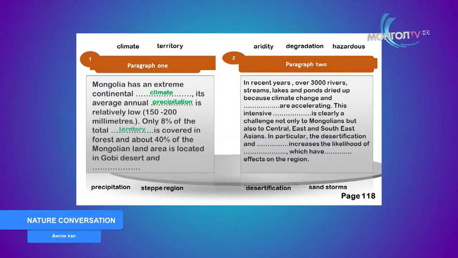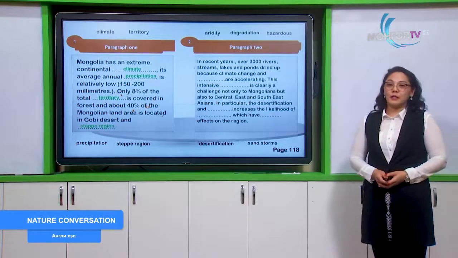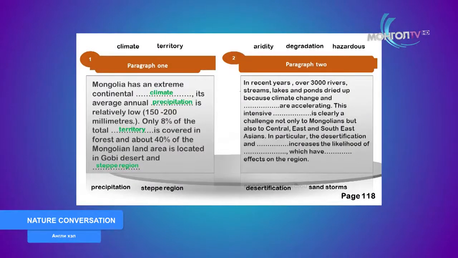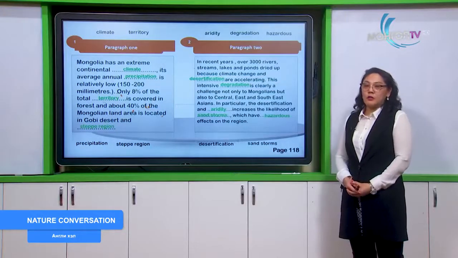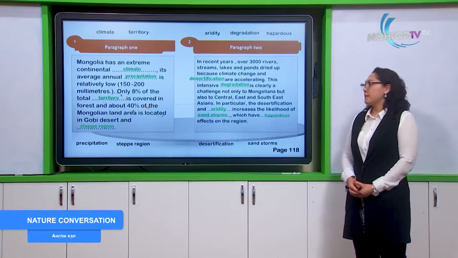And total territory. And desert and steppe region. Okay, I think so. You did very good for filling the words. Okay, let's see the next paragraph, which is change and desertification and intensive degradation and aridity increases and sandstorms and which have hazardous effects. Okay, I think you did very good job to fill the words and memorized these all new words.